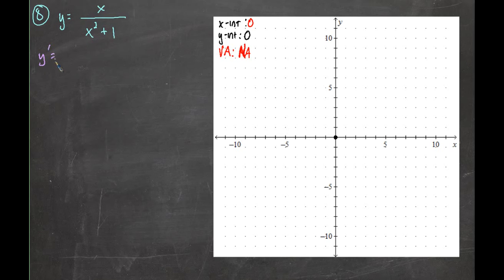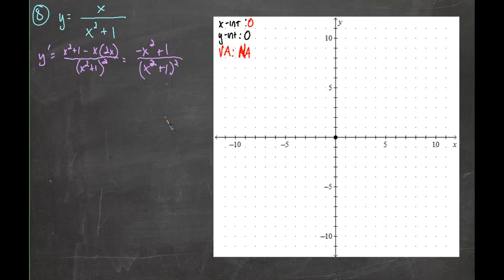Y prime equals, trying to think if we can use any tricks here. Now we're just going to have to go ahead and use the quotient rule. So, low d high, that's 1, minus high d low, and we're over the square of what's below. So that is going to be x squared plus 1 minus 2x squared, which is negative x squared plus 1, over x squared plus 1, squared.